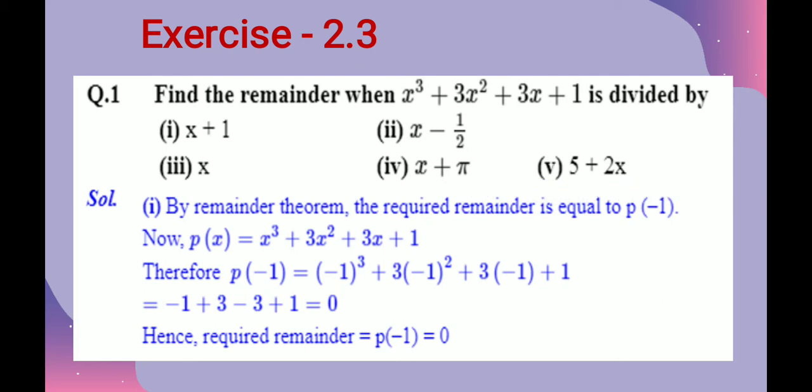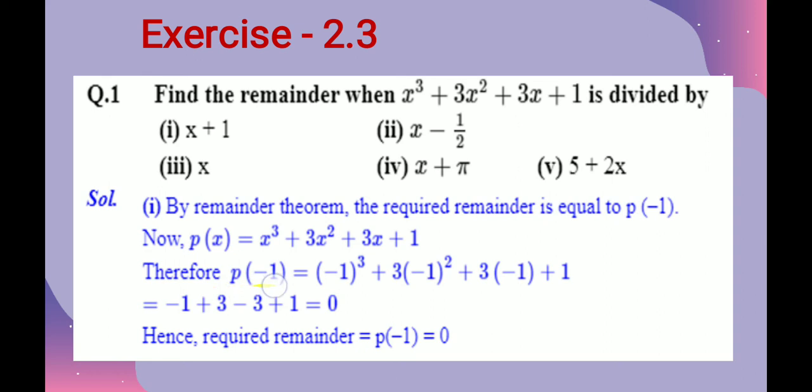We have already studied the remainder theorem. It says that if we divide a polynomial p(x) by x minus a, then p of a will be the remainder. So the first part we are solving by remainder theorem. The required remainder is equal to p of minus 1. Now p of x is equal to x cube plus 3x square plus 3x plus 1.